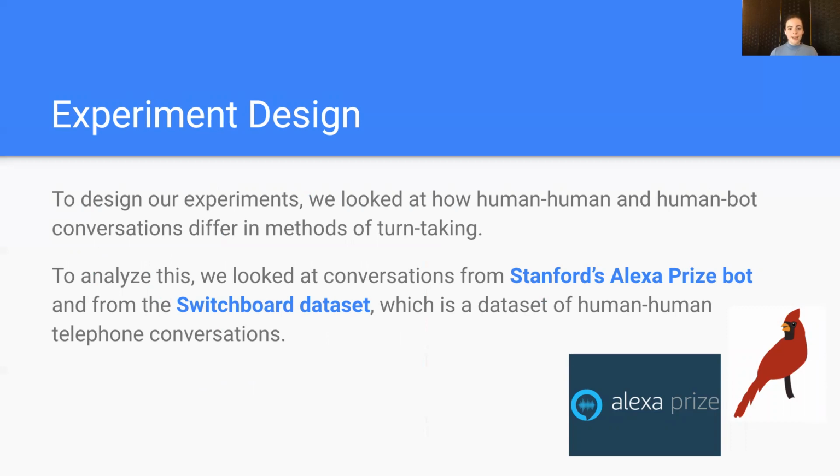When we were designing our experiments, we wanted to understand how human-human and human-bot conversations differ in terms of turn-taking and initiative. To do this, we analyzed conversations from two sources, the Switchboard dataset and Stanford's Alexa Prize bot. Through our Alexa Prize bot, we were able to collect a dataset of human-bot open domain social conversations. This was complemented by the Switchboard dataset, which contains transcripts of human-human social telephone conversations.